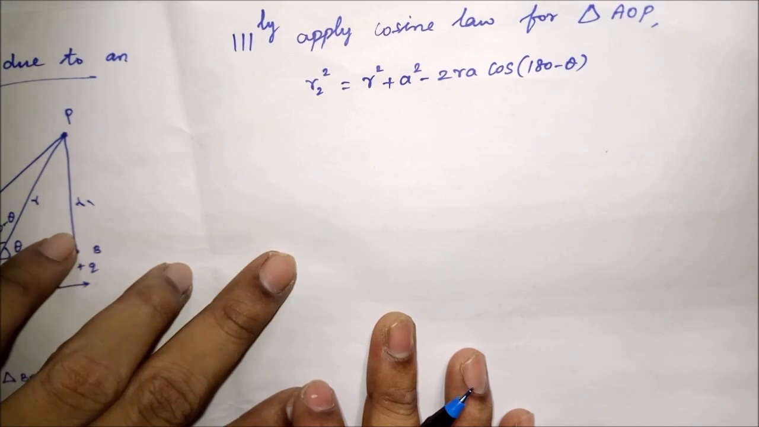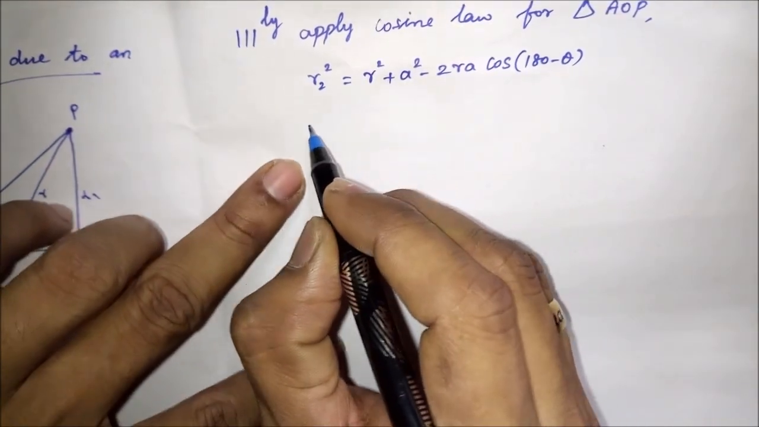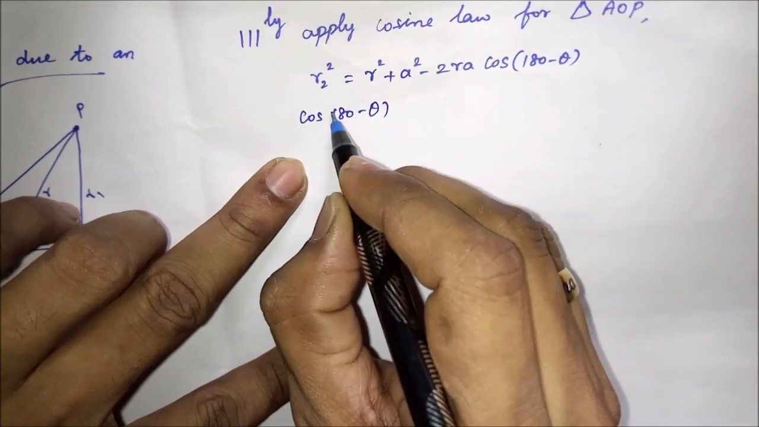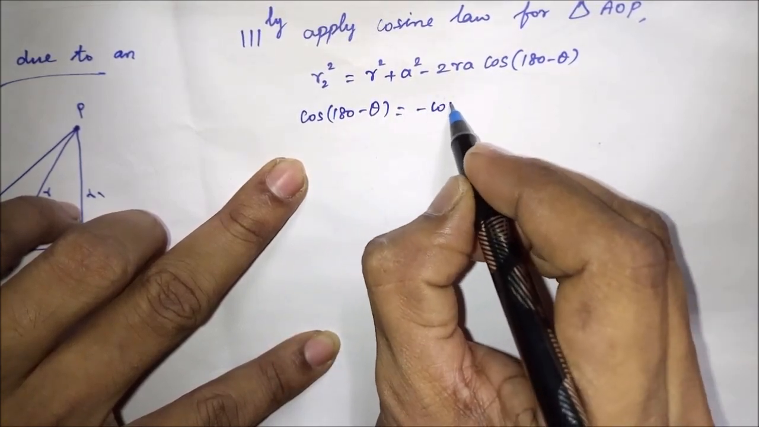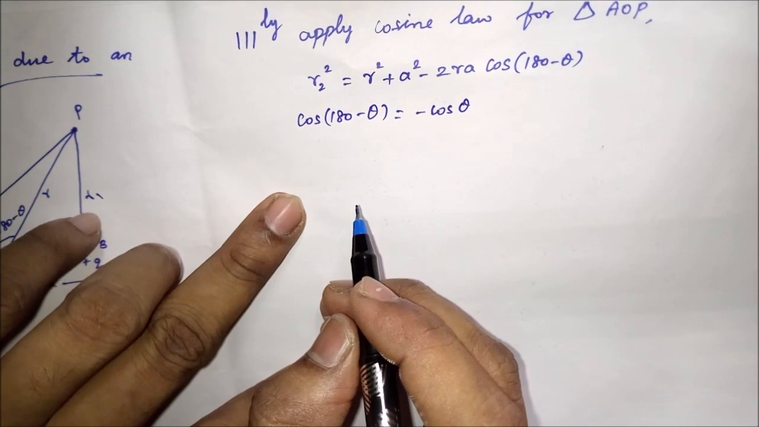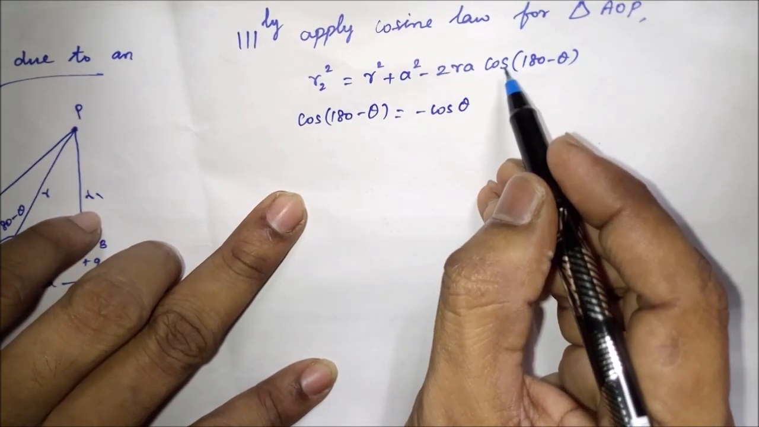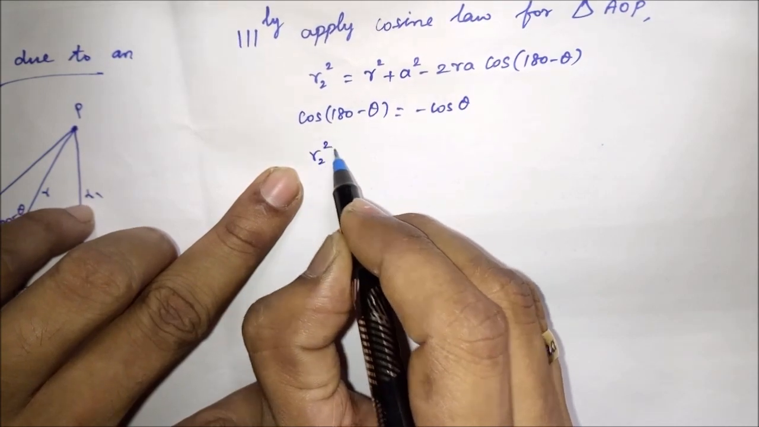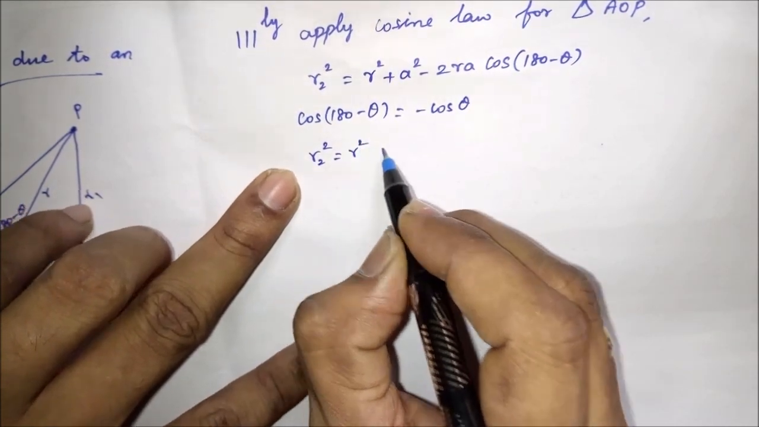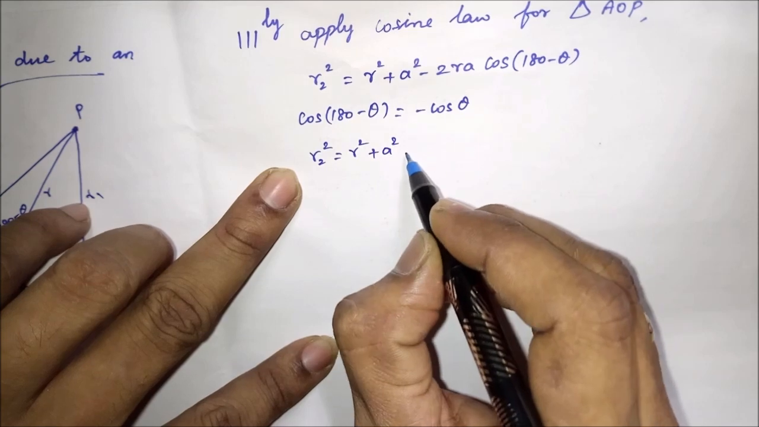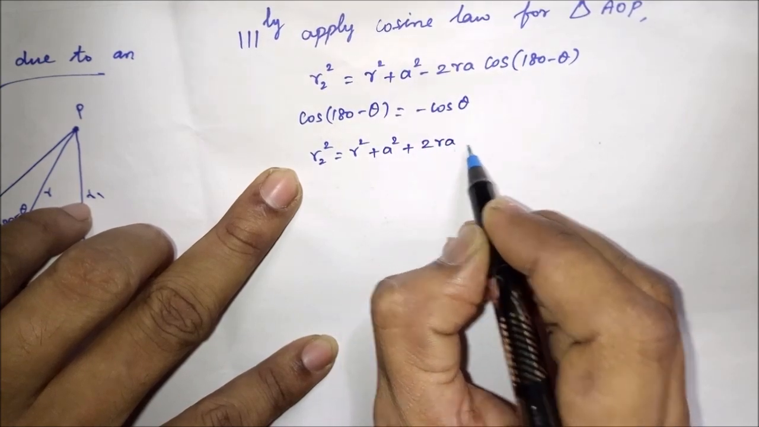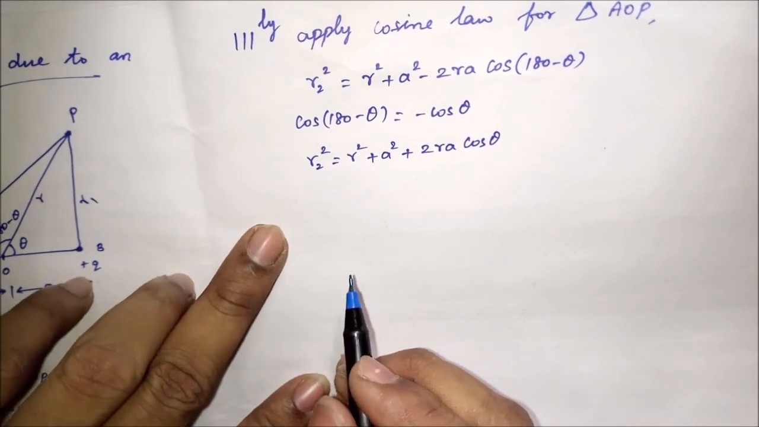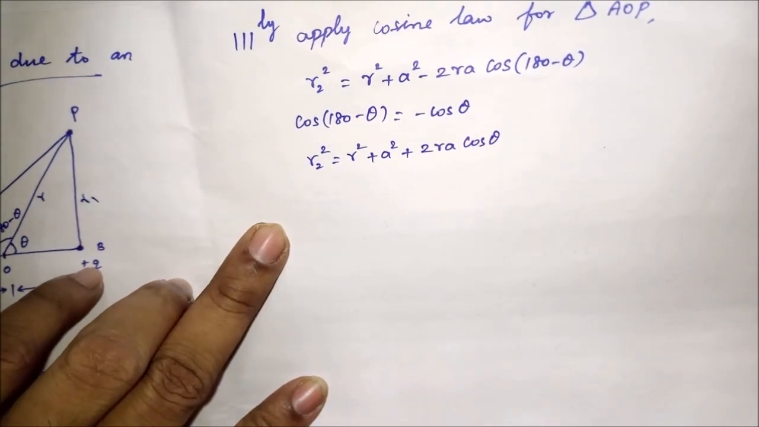Right. Now cos(180 - theta) is equal to minus cos theta, so this value we have to substitute. Minus into minus becomes plus. So r2 square is equal to r square plus a square plus 2ra cos theta. Okay, now the same way we have to do it.